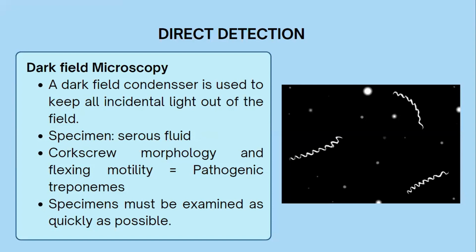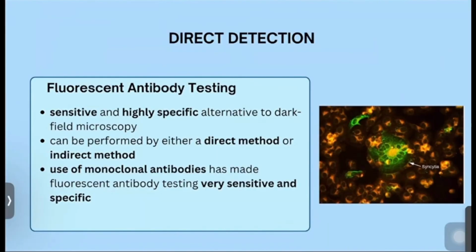In dark field microscopy, a dark field condenser is used to keep all incidental light out of the field except for that captured by the organisms themselves. It is essential to have a good specimen in the form of serous fluid from a lesion. The serous fluid is usually obtained by cleaning the lesion with sterile saline and rubbing it with clean gauze. Pathogenic treponemes are identified on the basis of characteristic corkscrew morphology and flexing motility. Because observation of motility is key to identification, specimens must be examined as quickly as possible before they dry out.